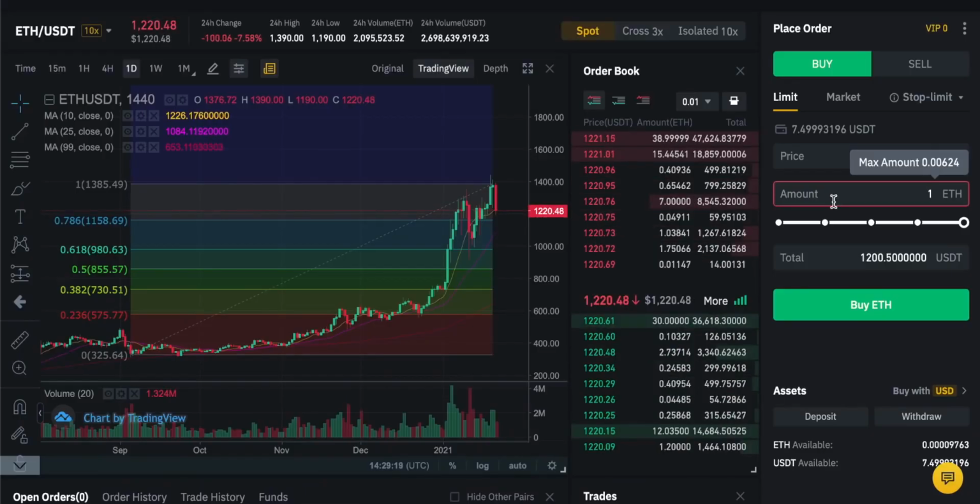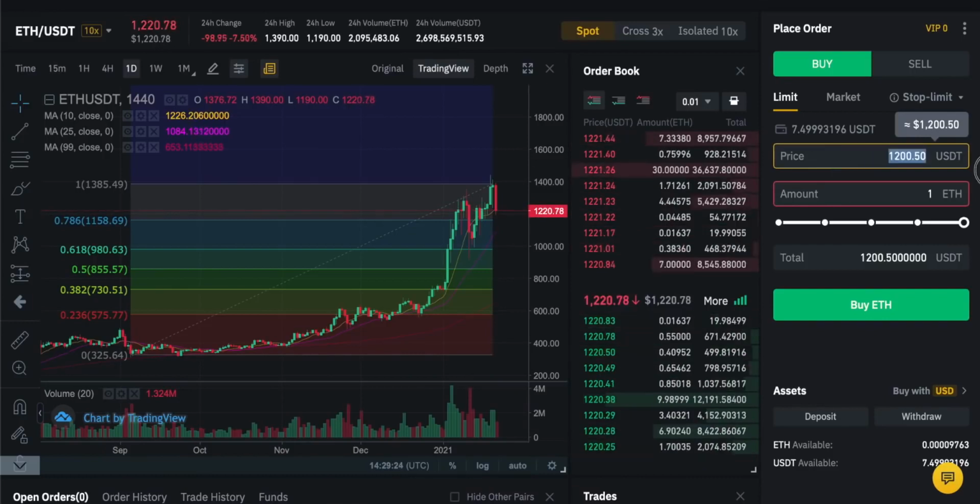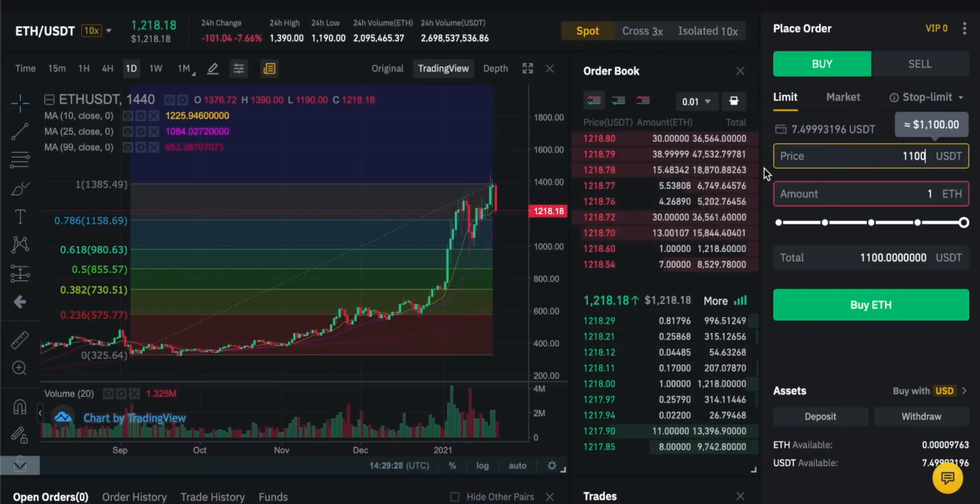I'll be using Binance for this tutorial, not to say that Binance is better or worse than others, but it's going to be the same no matter what pro service you use. You'll get a chart and some trading options as well.